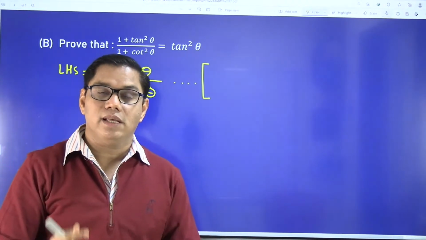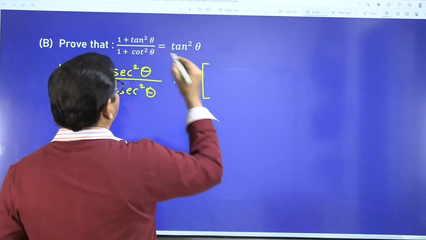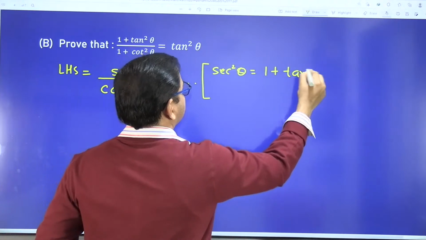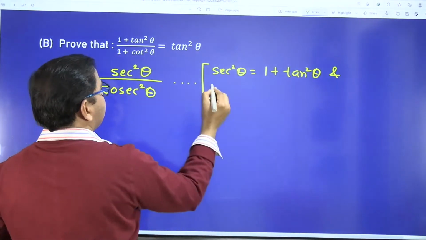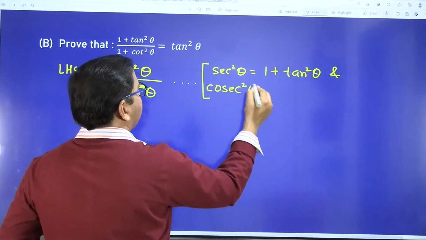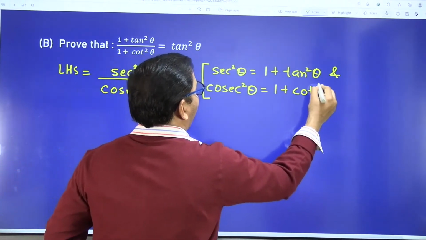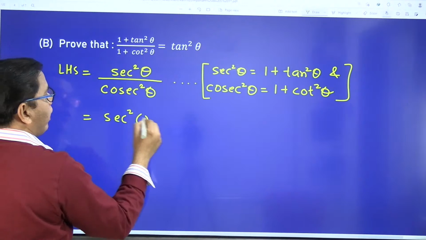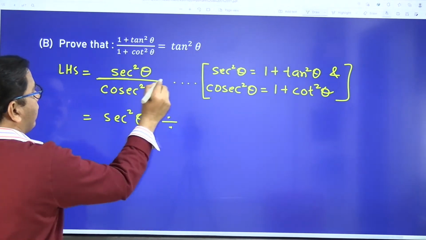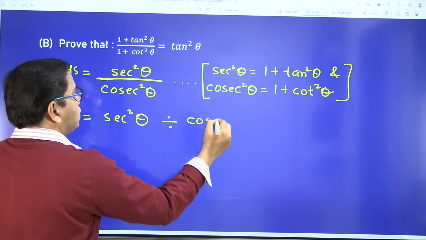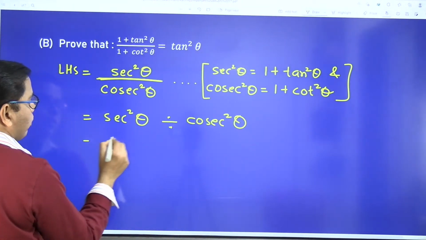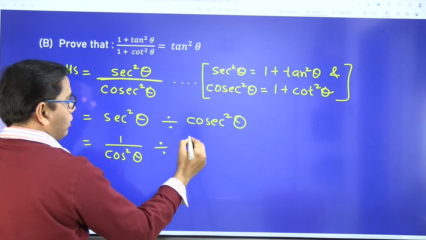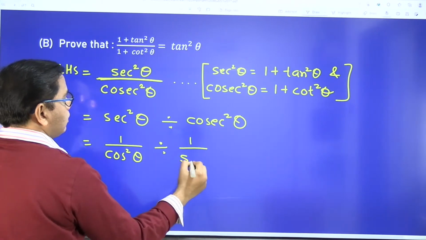Don't write other reasons, but for identities, you can write a reason. What is that reason? Sec square theta is equal to 1 plus tan square theta, right? And another identity which we have used in the denominator, that is cosec square theta is equal to 1 plus cot square theta. These two identities, right? Now I have in the numerator sec square theta divided by cosec square theta. So what is sec square theta? That is 1 upon cos square theta, and divided by what is cosec square theta? That is 1 upon sine square theta.